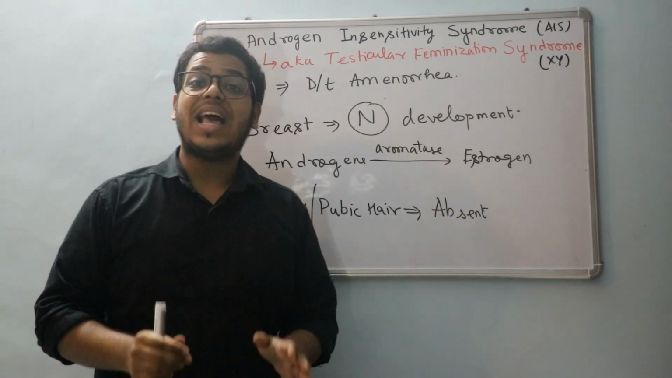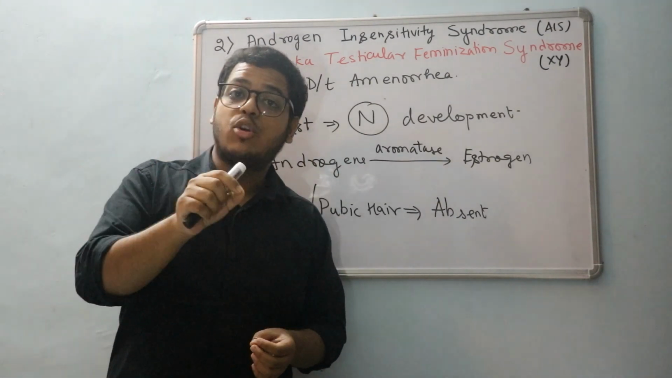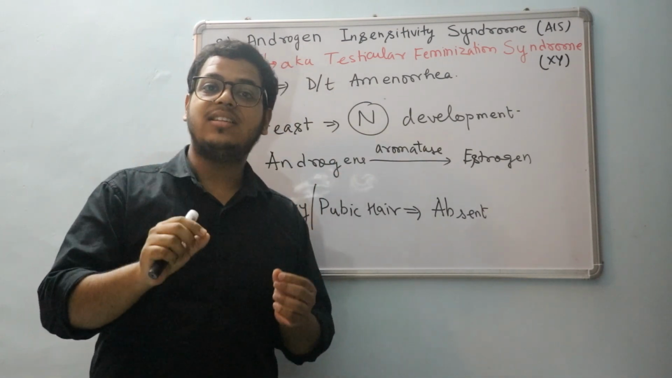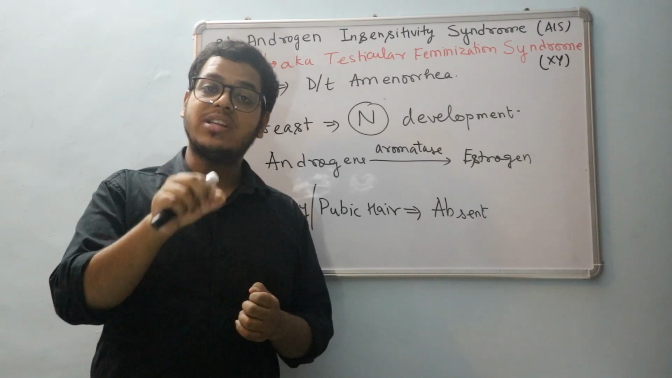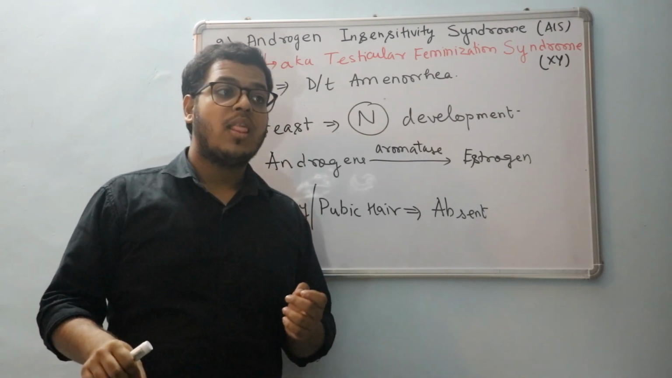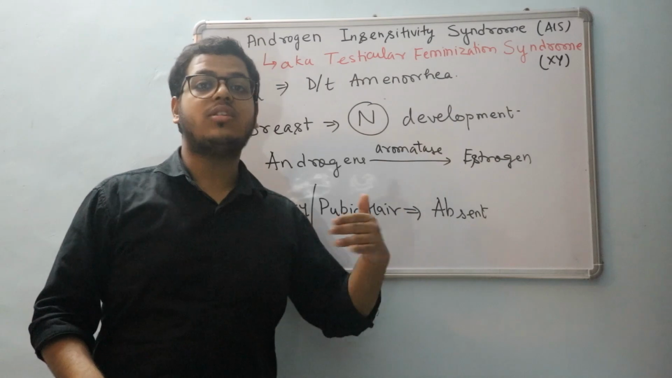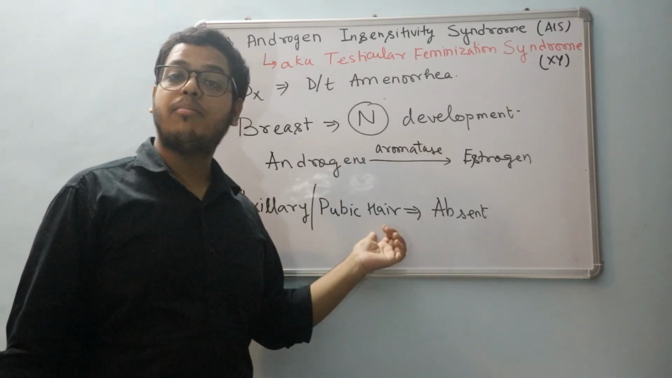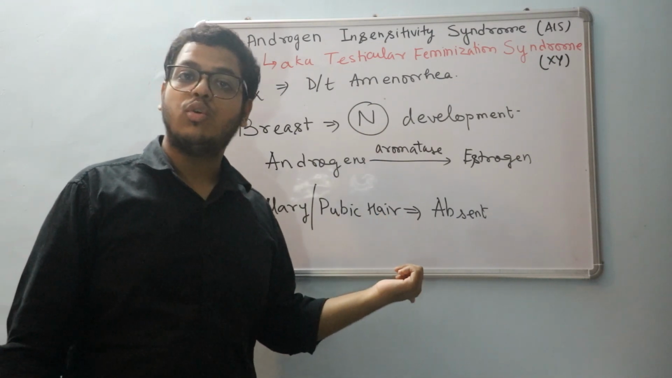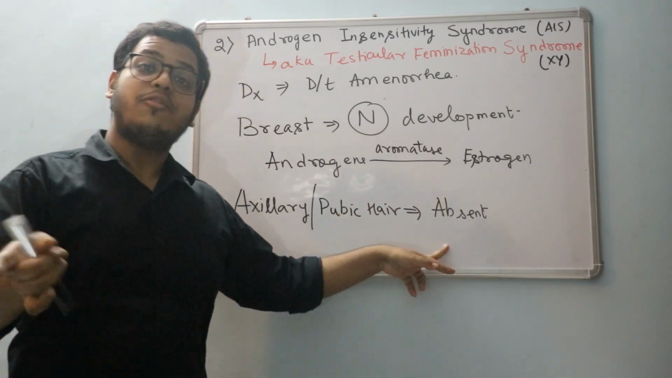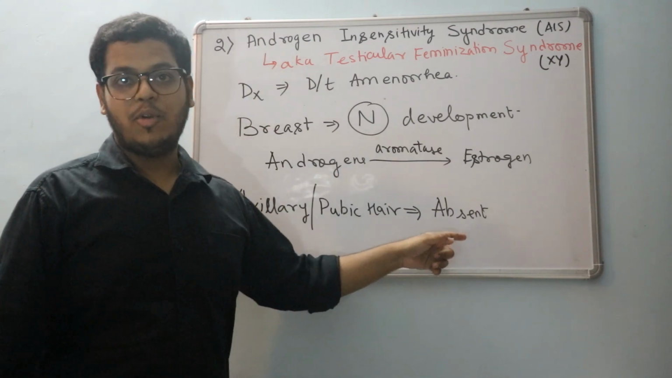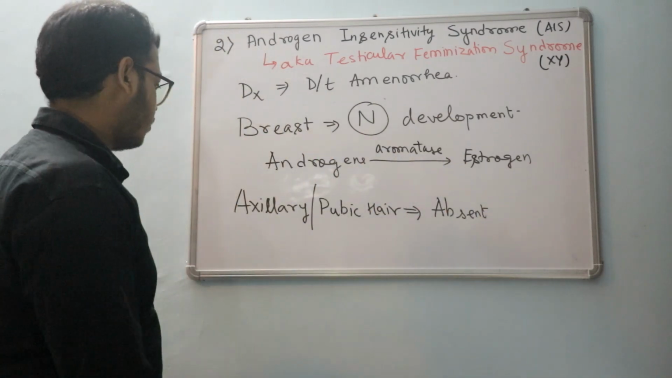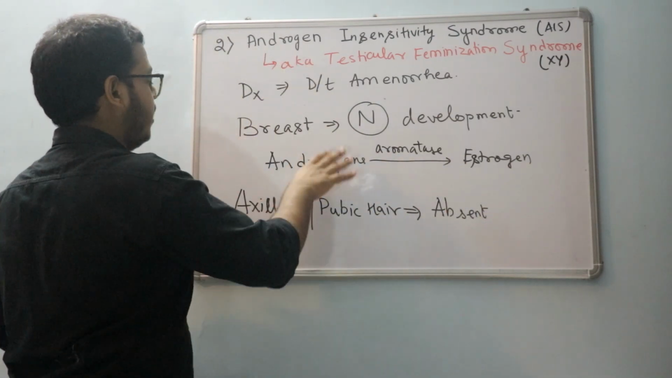Why? Because axillary and pubic hair requires androgen receptors. Even in males or in females, the axillary and pubic hair will develop only in the presence of androgens. Here the androgens are there, but the androgen receptors are not functional. If they are not functional, how will the androgens act, and how will the secondary sexual hairs grow? So these will be absent. In case of MRKH syndrome, this is present, because there is Mullerian agenesis, which we will discuss.